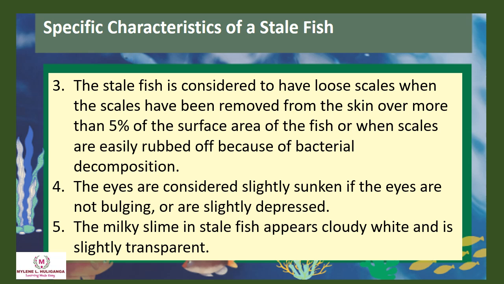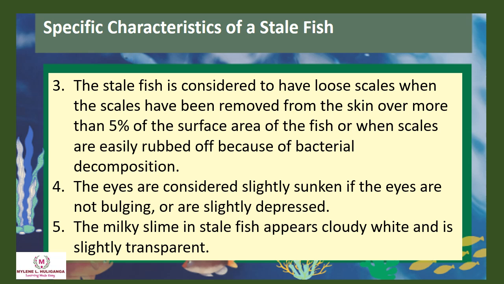Number 3, the stale fish is considered to have loose scales when the scales have been removed from the skin over more than 5% of the surface area of the fish, or when scales are easily rubbed off because of bacterial decomposition. Number 4, the eyes are considered slightly sunken if the eyes are not bulging or are slightly depressed.